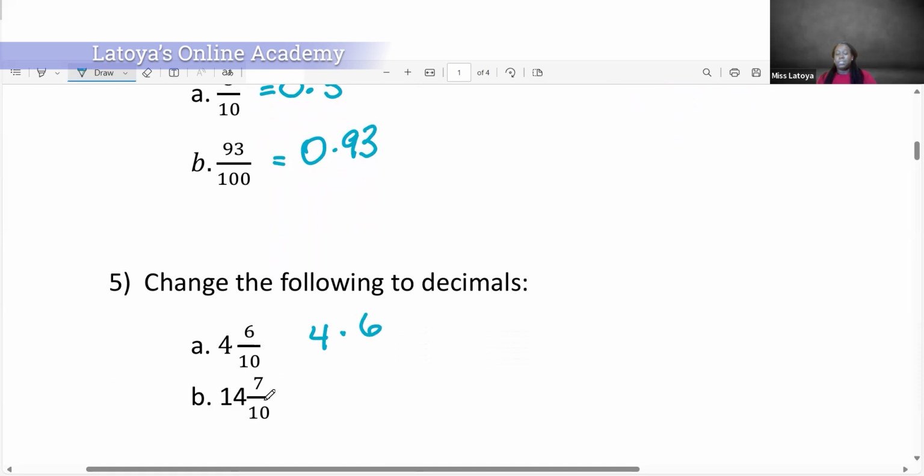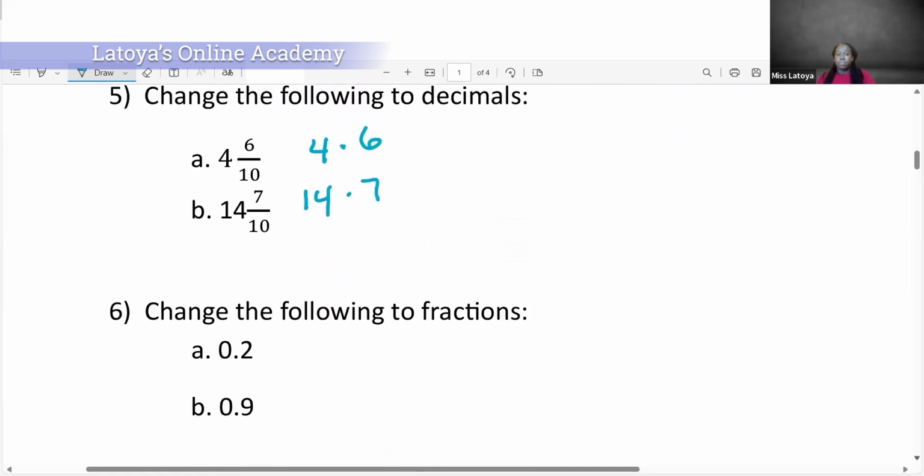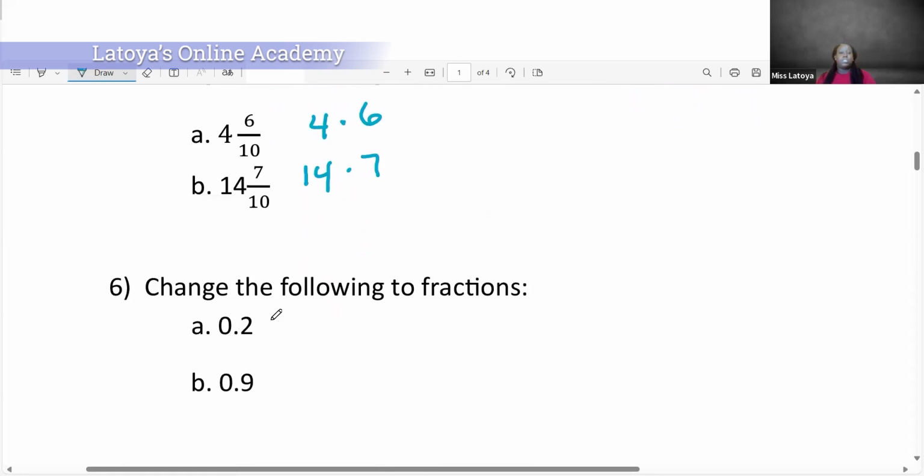I have 14 and 7 tenths. The 14 is the whole number. 7 has to be in the tenths place, which is the first place after the decimal point. How do I change decimals to fractions? Let us read this. This is 0.2, or 2 tenths. The 2 is in the tenths place. So this is 2 tenths.